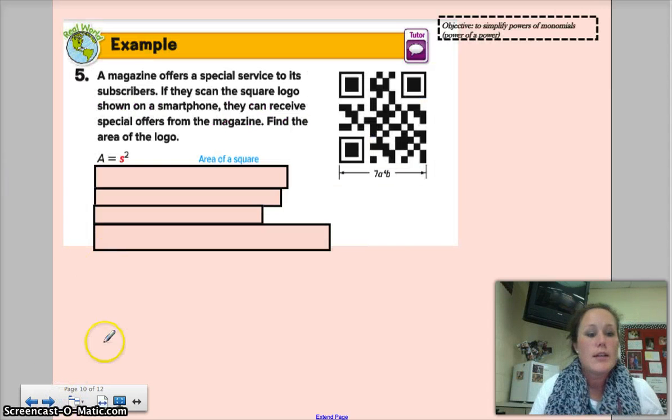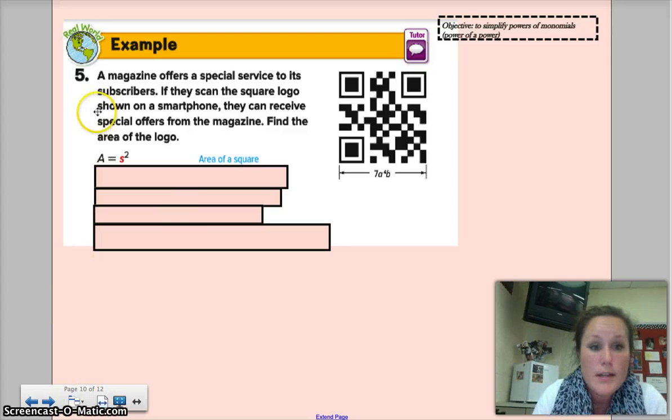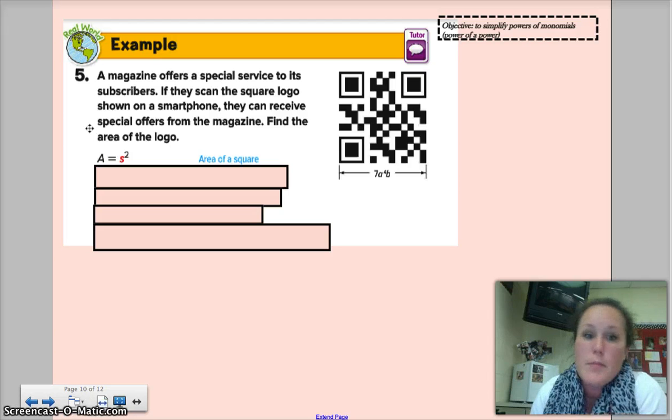All right, last one. Well, that's not the last one. All right, get my selector out. This is just a word problem. A magazine offers a special service to its subscribers. If they scan the square logo shown on a smartphone, they can receive special offers from the magazine. I'm sure you guys have done this before. Find the area of the logo.